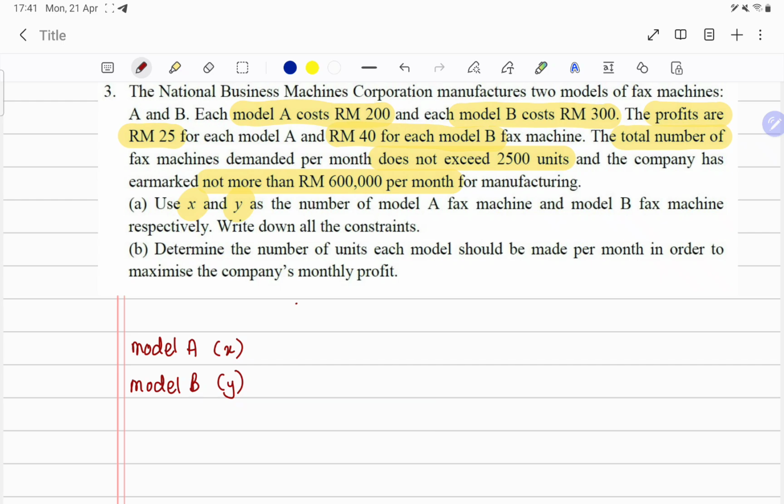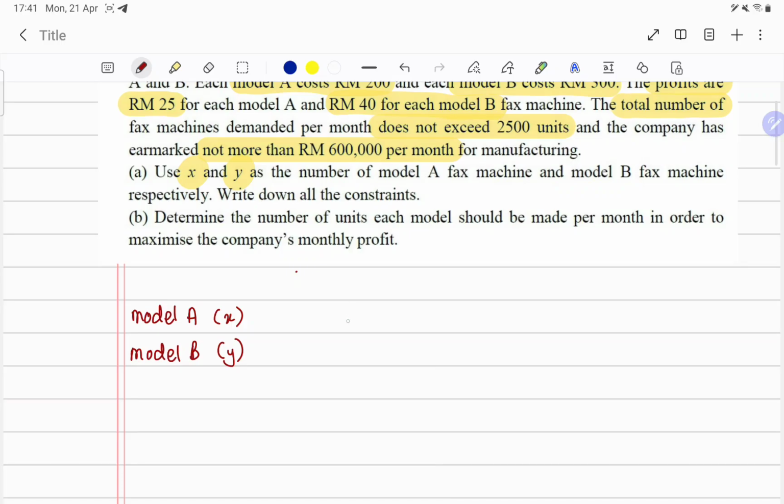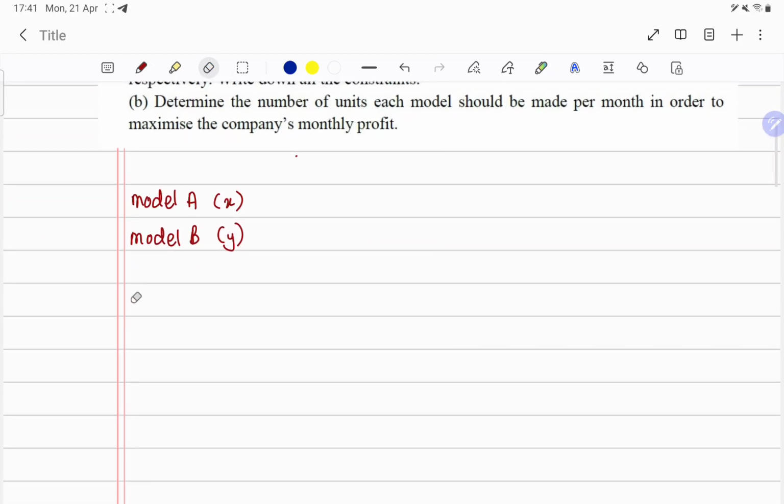Okay, now we need to extract information, and then for question A, they ask us to write down all of the constraints. So both of them are actually machines, right? So it is an item, so it cannot be negative. So that's why the first constraint that we have is X greater or equal to 0, which means must be 0 and above, because it is an item. Okay, the next one we have Y greater or equal to 0, because model B is an item also, right? So must be greater or equal to 0.